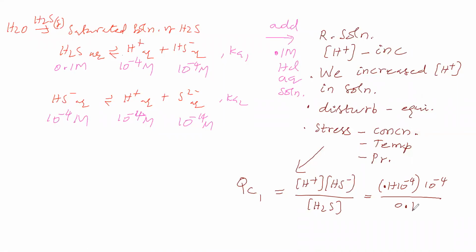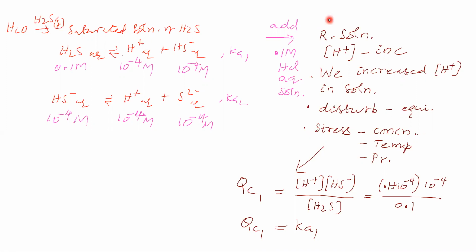Now you say, is it equal to Ka1? If QC is equal to Ka, then the system is at equilibrium. Otherwise, the system is not at equilibrium. Listen to this point carefully. We are adding HCl to the system, which means we gave stress to the system. Therefore, is the equilibrium in this system disturbed or not?